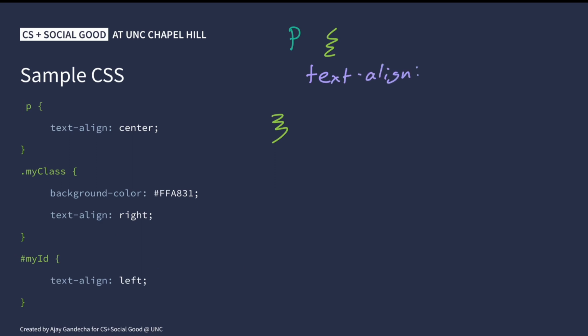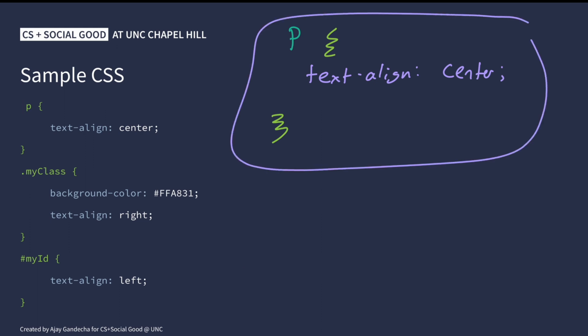This aligns the text of your paragraph, and I can set this to center. Now, you'll be wondering, there are so many different styles, how do I know which one to select? Well, when you are writing this in your code editor, oftentimes it will help you autocomplete.